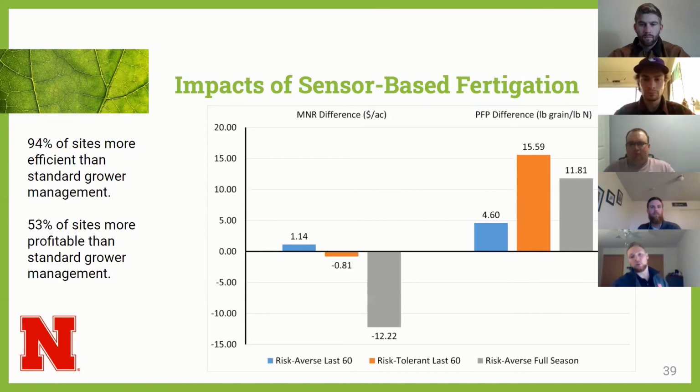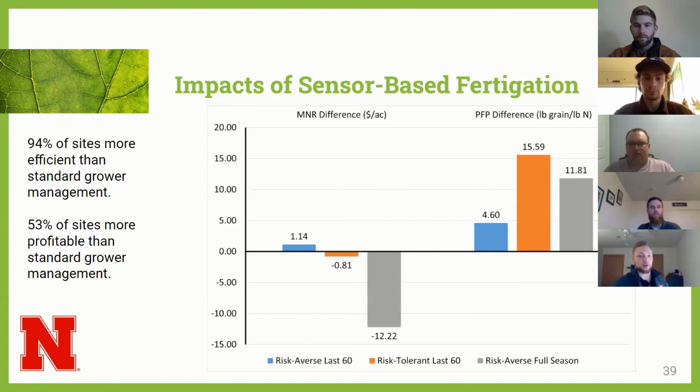Okay. And what we see in these results is that so far the risk averse approach applied for the last 60 pounds of nitrogen has led to marginal net return, so profit increases, versus typical grower management, and it's also led to efficiency increases versus typical grower management. All three of these have led to efficiency increases versus typical grower management, and that's consistent with what we've seen. So 94% of our site and treatment combinations have been more efficient than standard grower management. 53% of them have been more profitable than standard grower management.